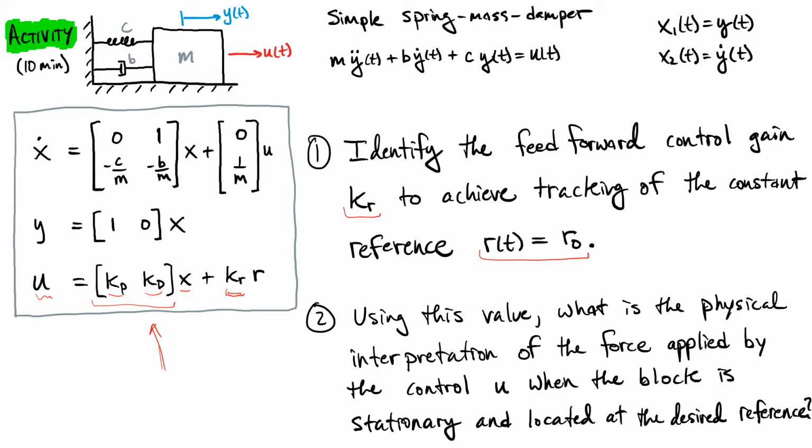And then once you do that, I'd like you to look at what the value of U, the input, is when you're in this steady state condition, and interpret it. It has a nice physical interpretation, what that control value means at that point. So go ahead and take some time and look at this problem, and then we'll go through the solution.